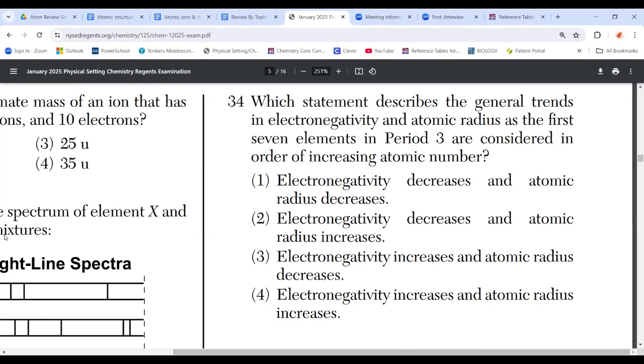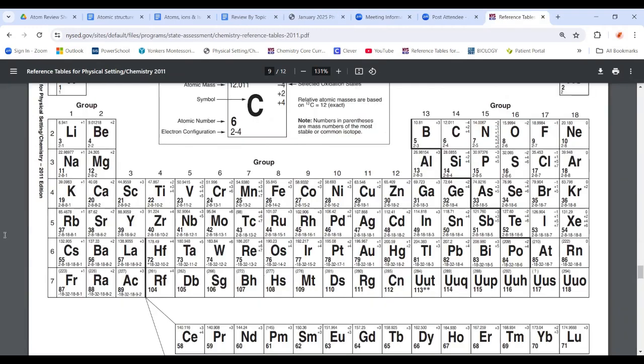All right, the general trend in electronegativity is that it increases as you go towards fluorine, and atomic radius is the opposite trend, so that's going to be decreasing. Now they're bringing up period 3 in order of atomic number. I would take out my periodic table and just look because I need to know what direction I'm heading in. Don't let all of the extra language they use in the question confuse you, though.